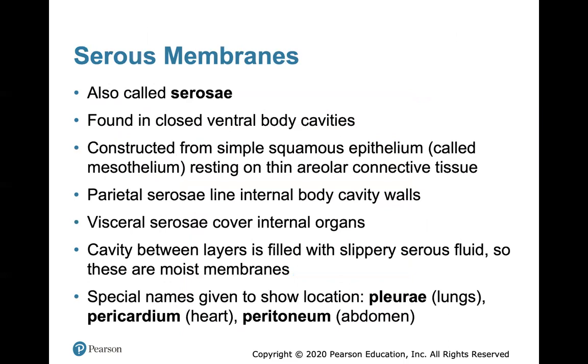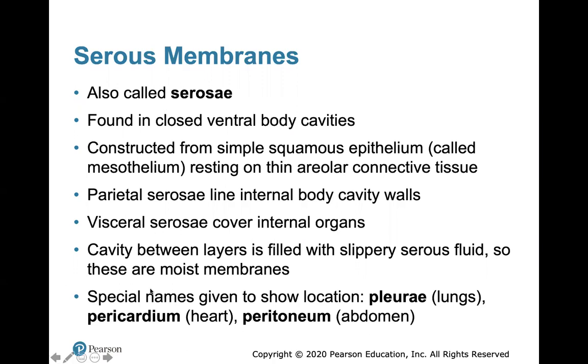And then serous membranes are found in closed ventral body cavities. You have a parietal serosa that lines internal body cavity walls. And then the visceral serosa is what covers your internal organs. The cavity between these two layers is filled with slippery serous fluid. So these are very moist membranes.